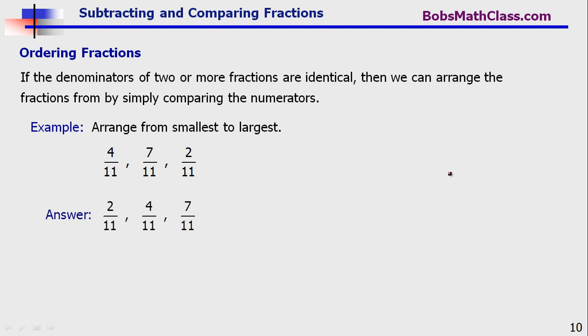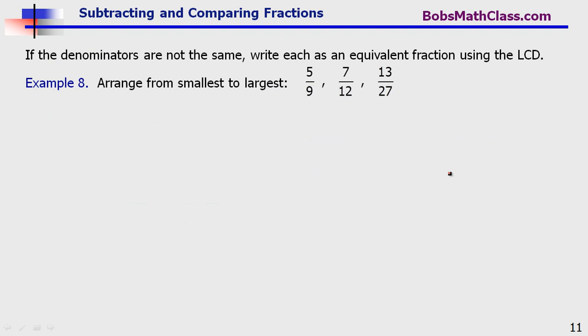Well, what if the denominators are not the same? Well, that's right. Then we have to make them the same, right? We have to make them the same by finding the LCM. So if they're not the same, write each as an equivalent fraction using the LCD. Okay, so again, you might want to pause this one for a little bit of work. Find your LCD for 9, 12, and 27.